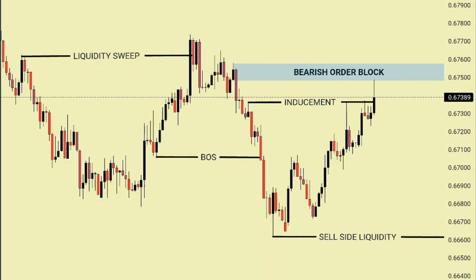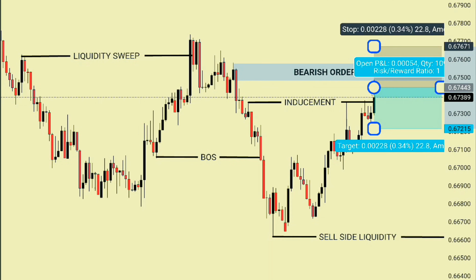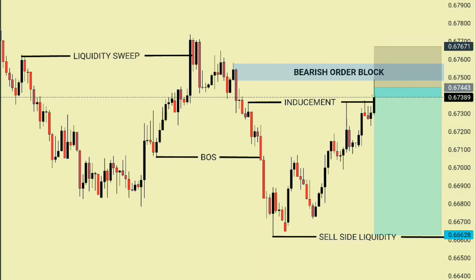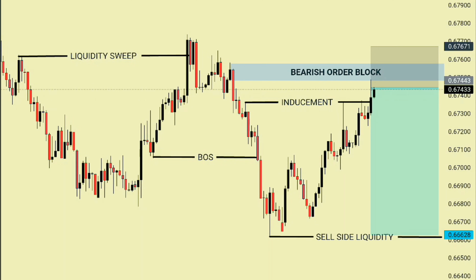Once price taps into the bearish order block and takes out the inducement, the reaction begins. This is the exact moment to enter the sell trade. We enter the sell position as soon as price shows rejection or confirmation inside the bearish order block on the 1-hour time frame. The direction is already clear.